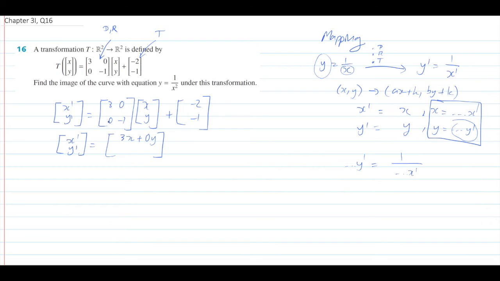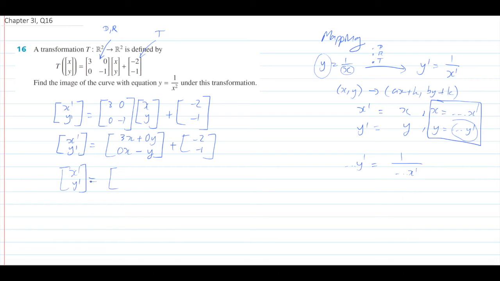And then from the bottom side, you go 0 multiplied by the x, and then plus -1 multiplied by the y. So you get -y. And then you add it with this matrix. And afterwards, you can just add the matrix together.